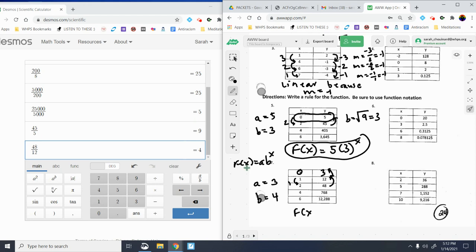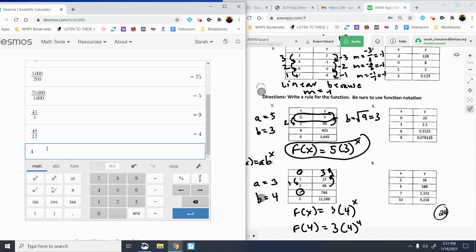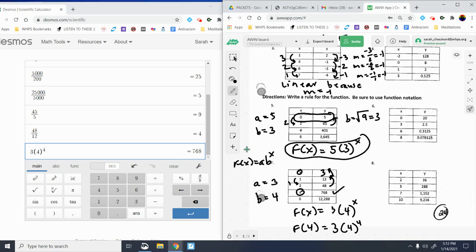So f of x equals a times b to the x. A was 3, b was 4, so 3 times 4 to the x power. Now I could check this. Let's pick 4 to plug in for x. 3 times 4 to the 4th should be 768. Let's see. 3 times 4 raised to the 4th power is 768. So this is the correct function.